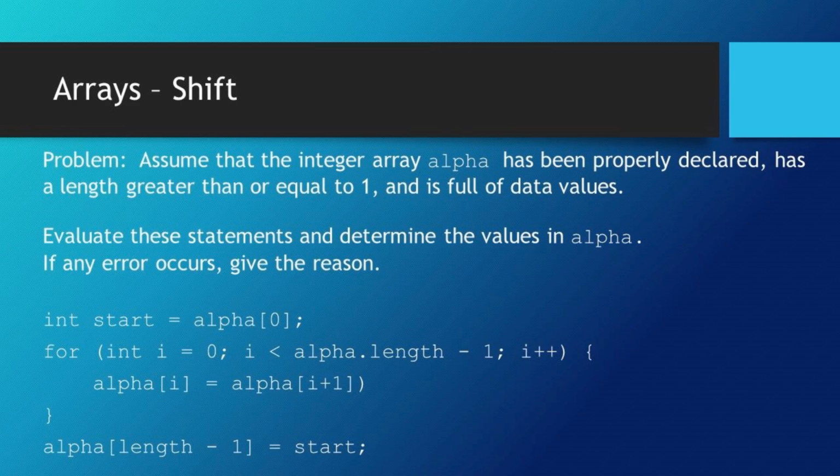Here is our problem to solve. Assume that the integer array alpha has been properly declared, has a length greater than or equal to 1, and is full of data values. Evaluate these statements and determine the values in alpha. If any error occurs, give the reason. Then, we are given this code.